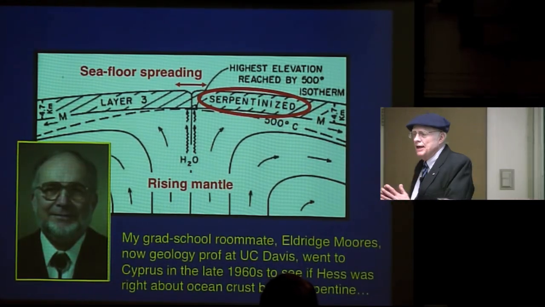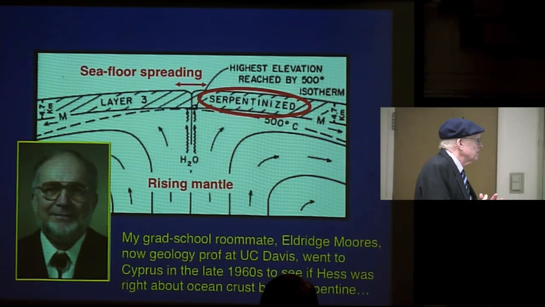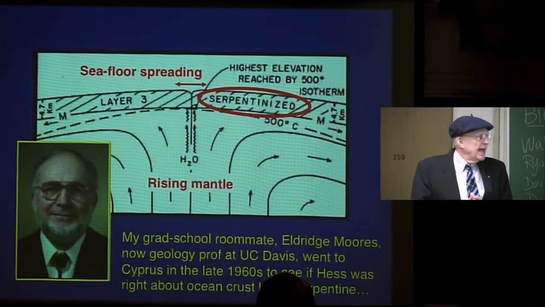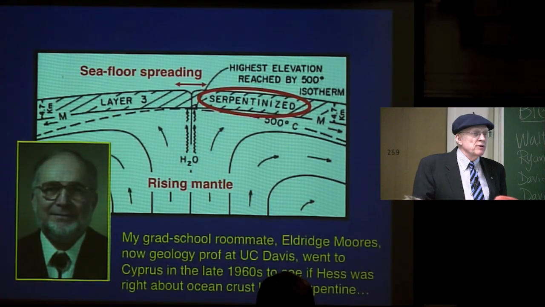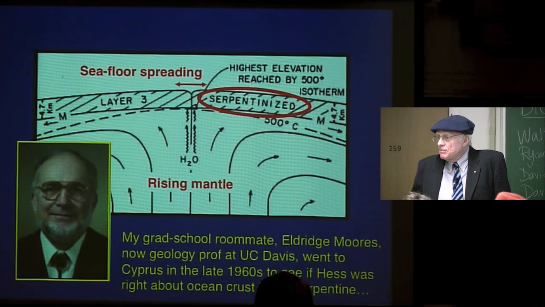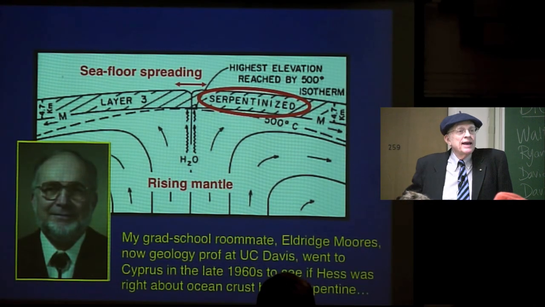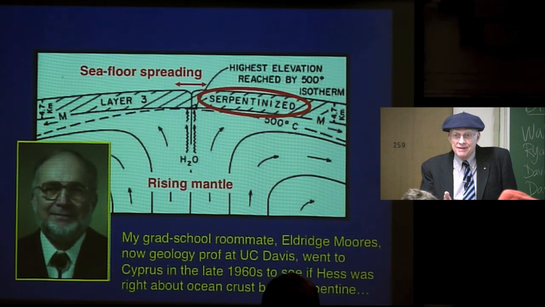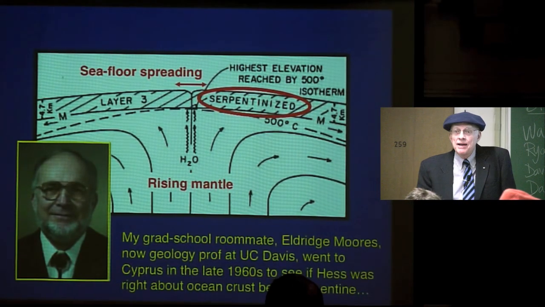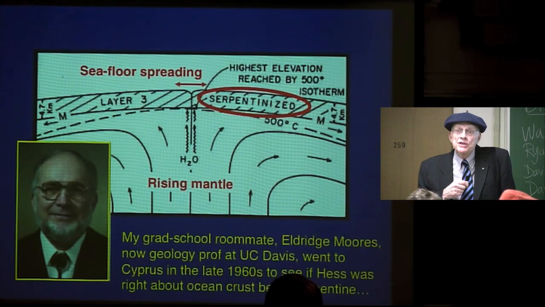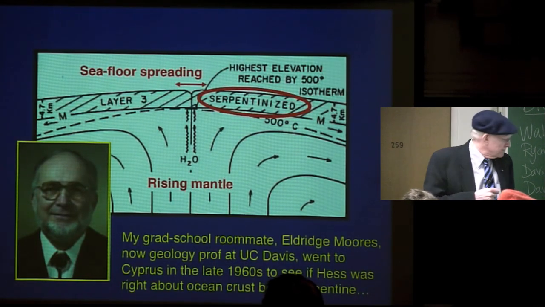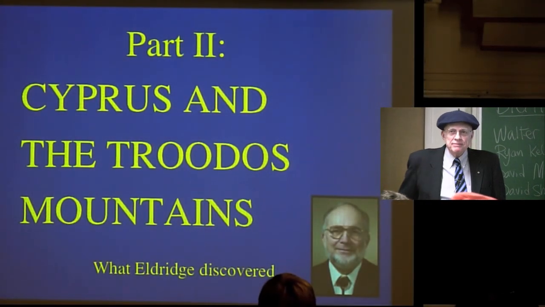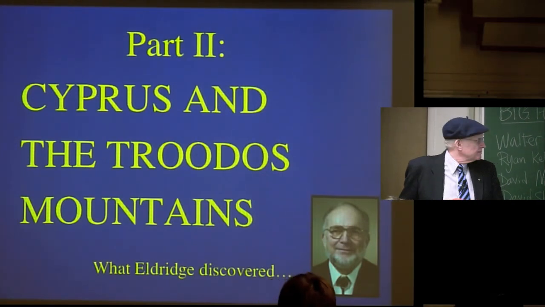So now I want to introduce you to Eldridge Moores, who and I were roommates in grad school at Princeton, and he's a professor of geology at UC Davis. He was working with Hess just about the time Hess came up with this idea of the serpentine. And Eldridge thought it would be really interesting to see if you could find some old rocks at the surface, not deep down under the ocean where you can't get at them, but at the surface, some old rocks that had been through this process. And he wanted to see if they were serpentine. So I want to now take you to Cyprus and show you what Eldridge discovered.